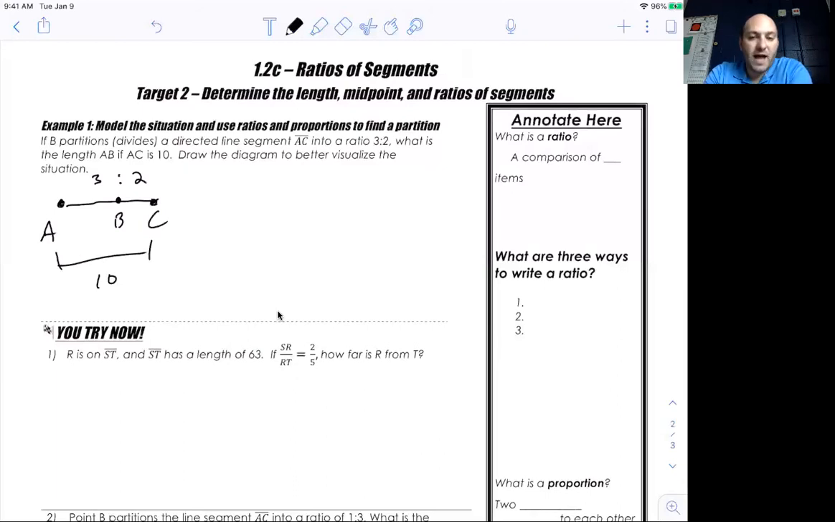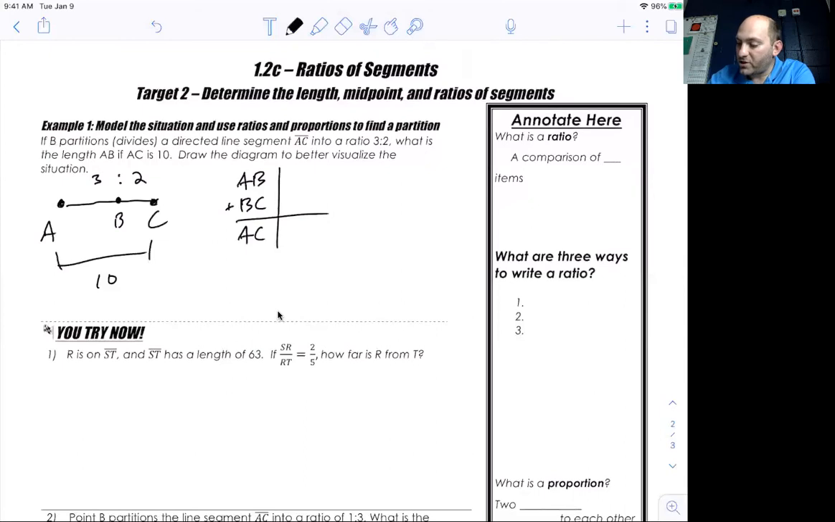So here's one thing I like to do for this one. One thing to remember is ratios are fractions. I'm going to set this up as a fraction. I'm going to say here's a part, here's a part, and that's the whole thing. I'm going to combine it with my idea of segment addition. So here what I have is part plus part equals the whole length.